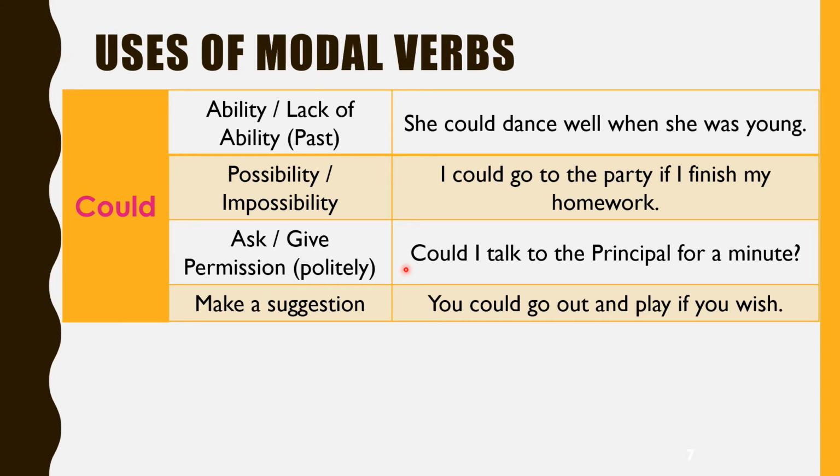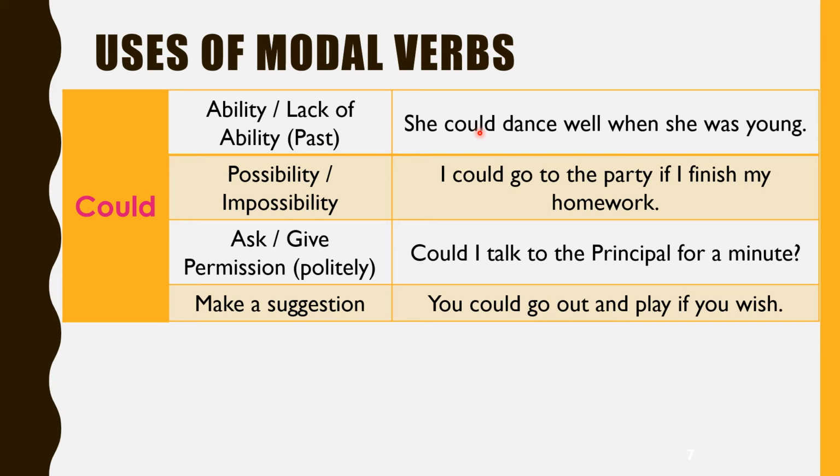Fourth category is make a suggestion. To suggest something to somebody also we can use could. Now the first one, ability and lack of ability. Can we just saw how to use can for the same category to express ability. Could will be used if the ability was in the past tense but not now.